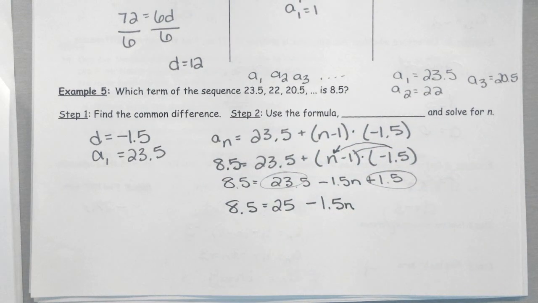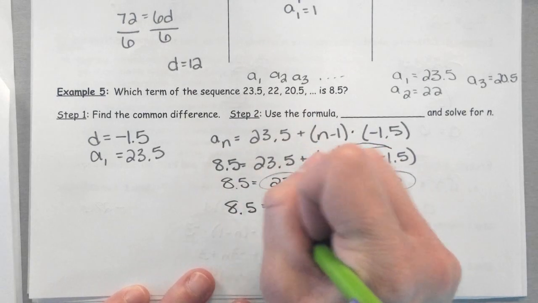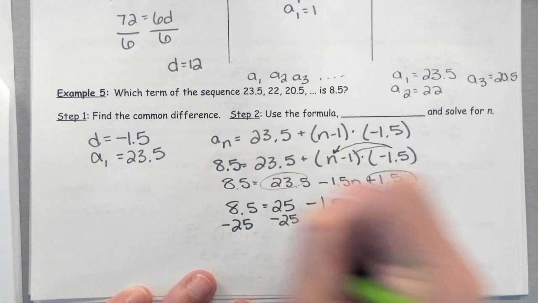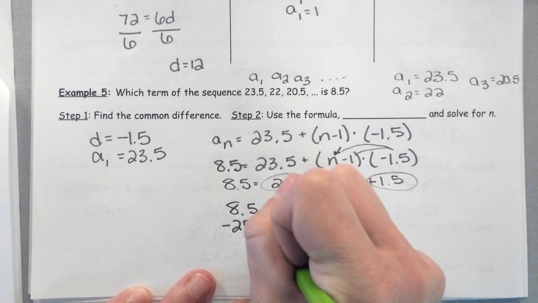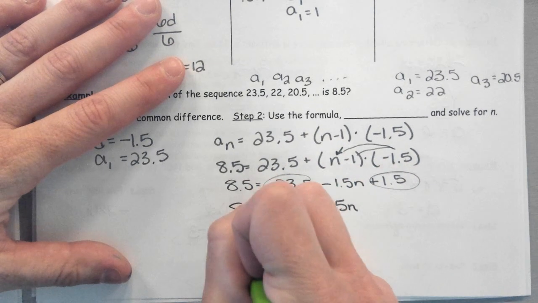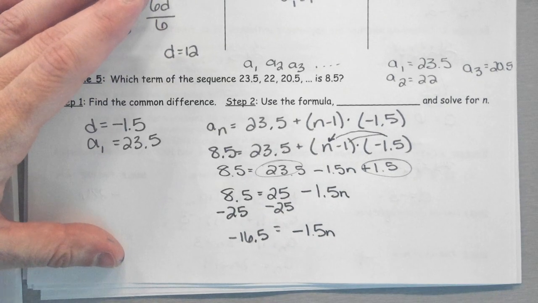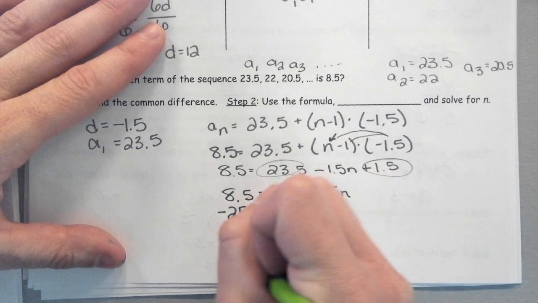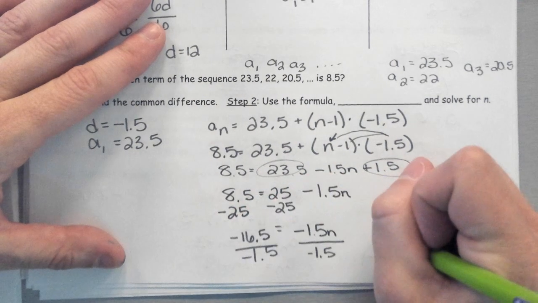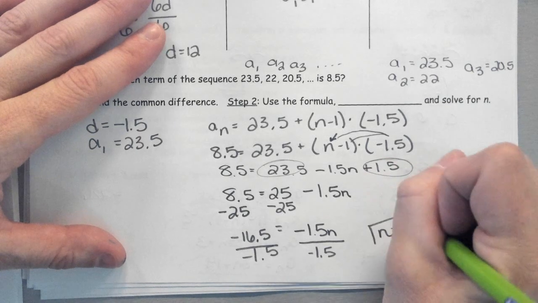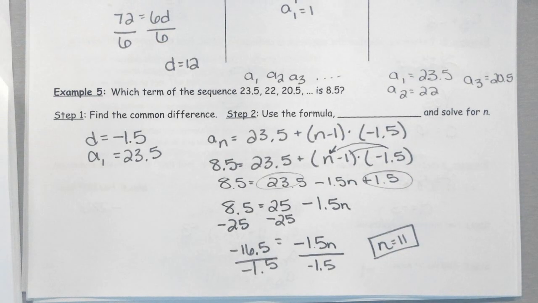What would you do to solve? Subtract the 25. So negative 1.5n equals, this should give me negative 16.5. And then what do I do? Divide by the negative 1.5. So this comes out positive, which it should. If it came out negative, I would have made a mistake. Yes, also cried, but made a mistake somewhere. So n equals 11 is going to be my final answer, which means that what term number is it?